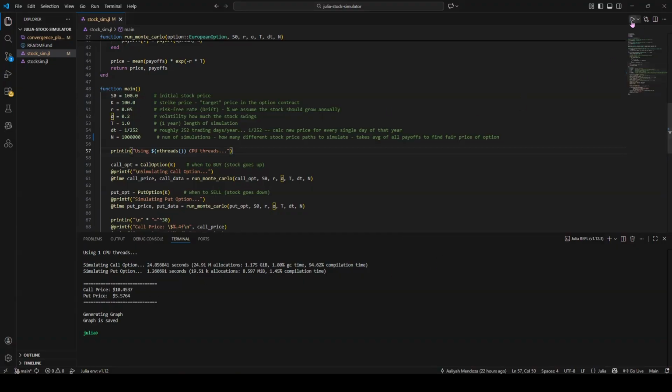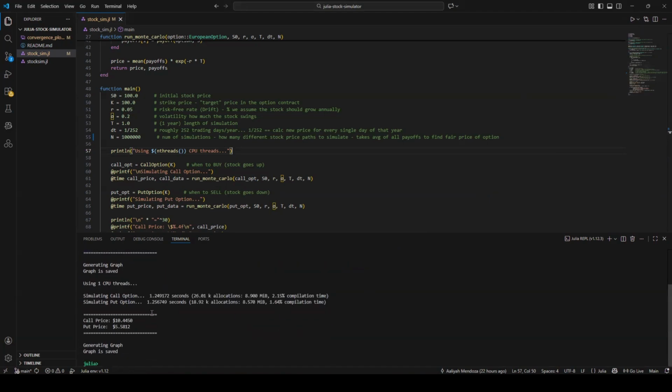We can run it one more time and compare how fast it is compared to the first time it ran. So, a lot faster, and slightly different outputs. We have $10.44 for the call price and $5.58 for the put price. And one thing to notice is that the outputs are slightly different.